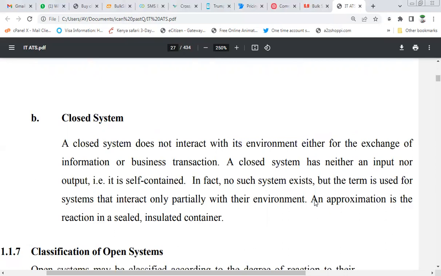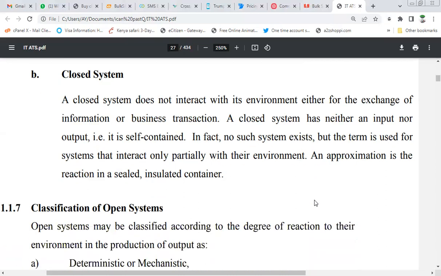A closed system does not interact with its environment, either for the exchange of information or business transactions. Can you see? The closed system has neither an input nor output. It is self-contained. In fact, no such system exists, but the term is used for the system that interacts only partially with the environment. An approximation is the reaction in a sealed or insulated container.